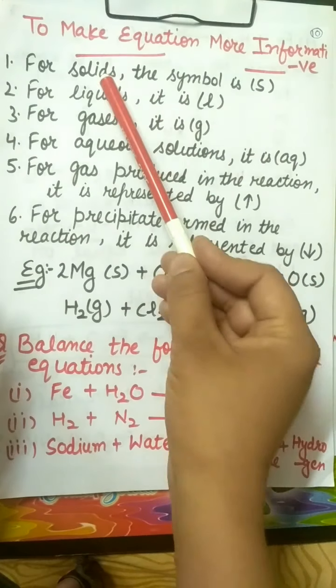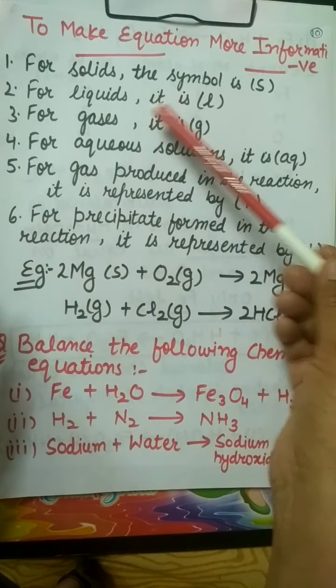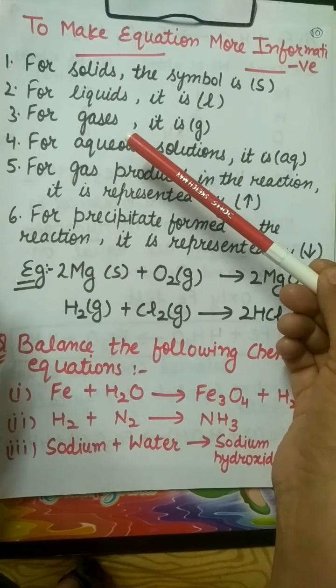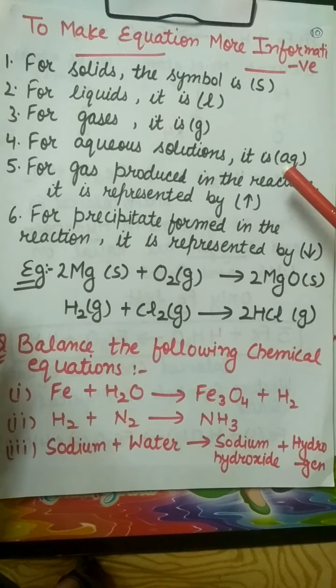First one is, for solids you have to write the symbol S. For liquids you have to write L. For gases you have to write G. And for aqueous solution you have to write aq. How is an aqueous solution made? When you dissolve some salt in water, then an aqueous solution is made. When the solvent is water, then aqueous solutions are formed.